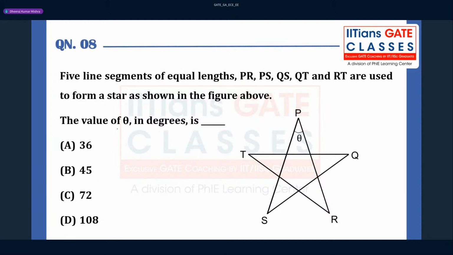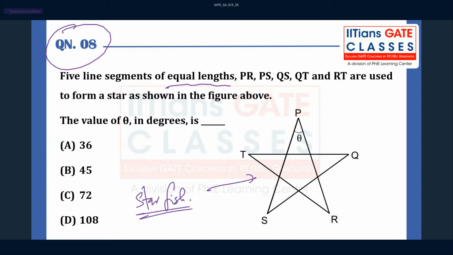Fine. So this is question number 8. Here they have given 5 line segments of equal length. So all lengths are equal. PR, PS are used to form a star. This kind of shape I have told you about, this is nothing but a starfish kind of shape. So you have to find the value of theta. And you will think, oh, nothing is mentioned, how can we find the value of theta, right? No values are given, right?